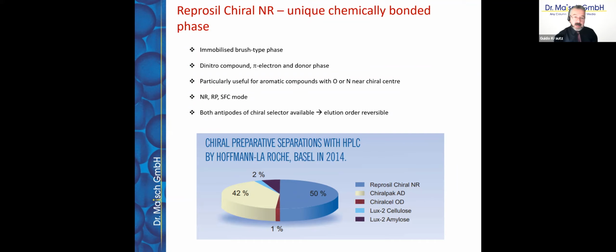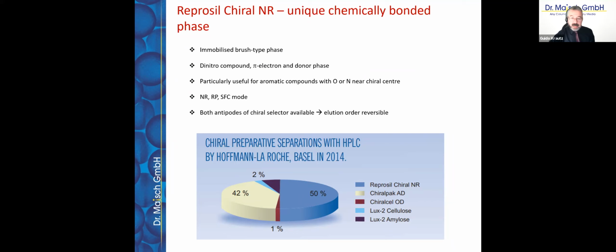This stationary phase is particularly useful for aromatic compounds, which have a nitrogen or an oxygen close to the chiral center. Also, this phase can be used in various modes, namely normal phase, reverse phase, and in SFC. And there's one more aspect here, because it's a small molecule which can be made in both configurations. So we have two phases which are enantiomers to each other. In case you want to invert the elution order, you can use the opposite configuration of the stationary phase.